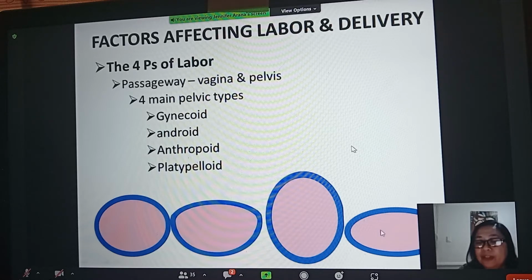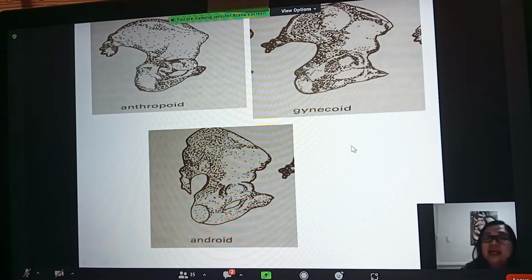And then this fourth illustration is suggestive of the opening of a platypelloid pelvis. The platypelloid pelvis is a flattened pelvis, and this type of pelvis makes vaginal delivery difficult as well. So most likely if a mother has this kind of pelvis, cesarean section delivery is also prescribed for her. Okay, let's now go to the next. Here is an illustration again of an anthropoid, gynecoid, and android pelvis.